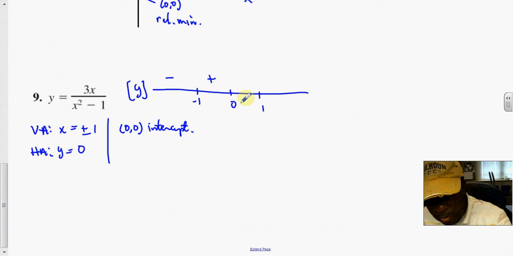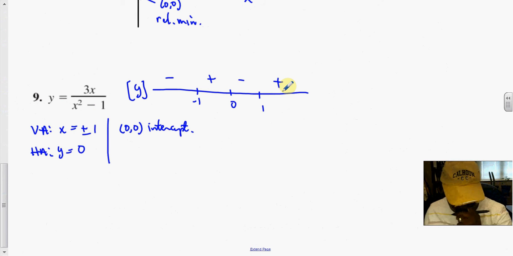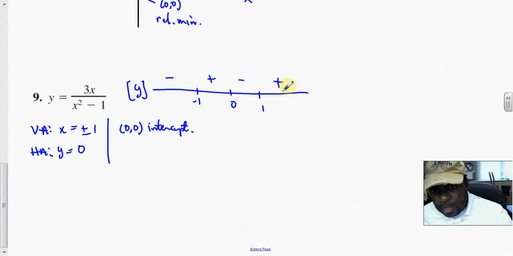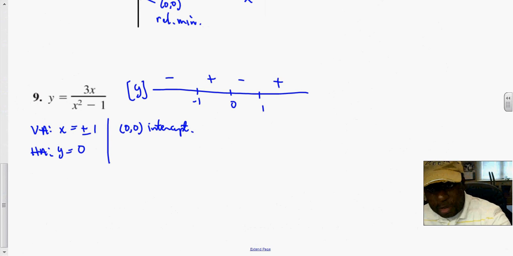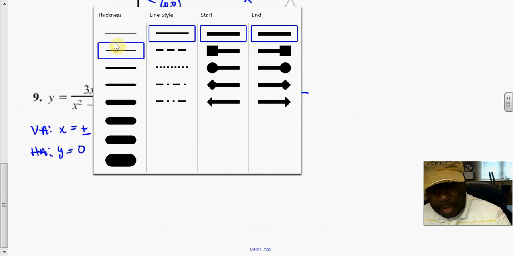Take a number from 0 to 1. 1/2 is positive here. Negative downstairs, we get negative. And then over here, we get positive. I think that's all you need to graph this. And here, I'm just relying on algebra for right now. No need to use our calculus as of yet. Straight line. I think that's it. I knocked it off.